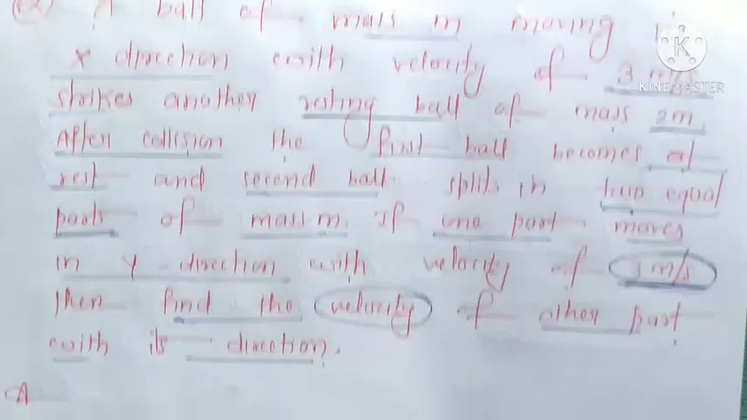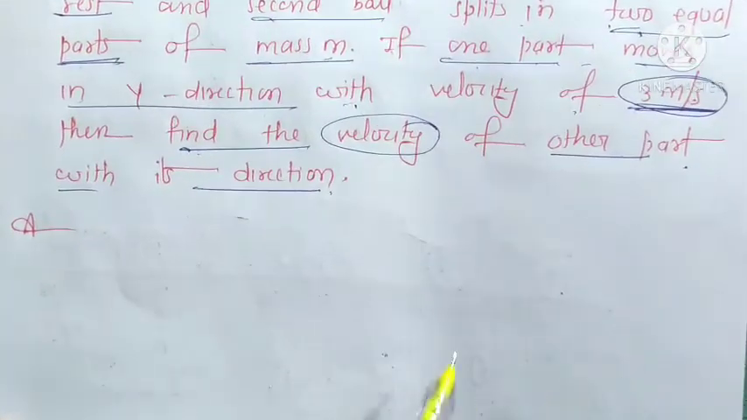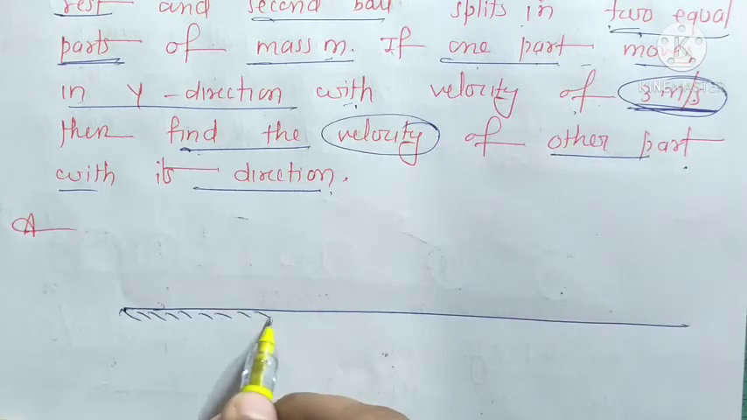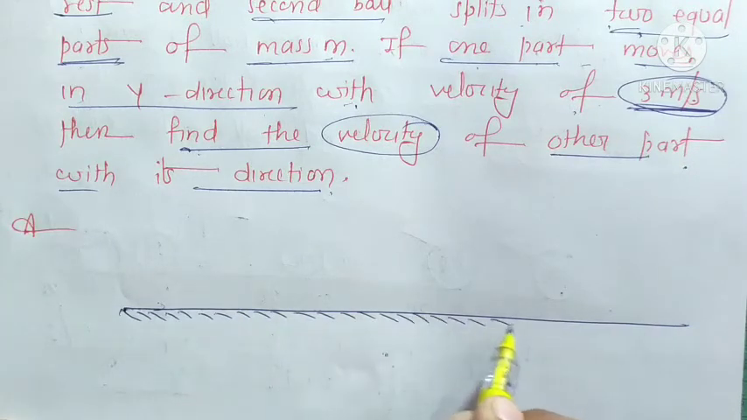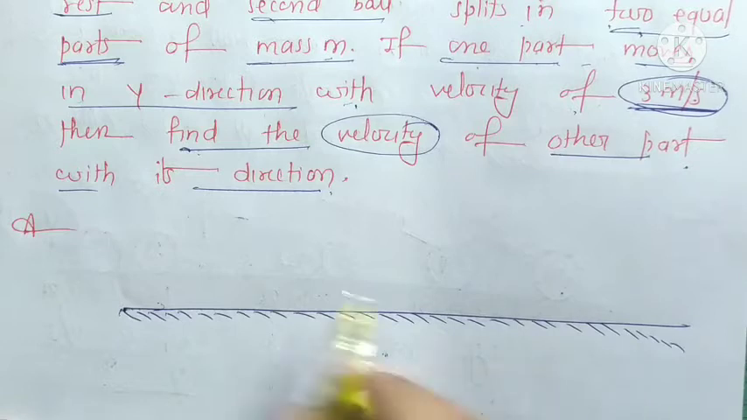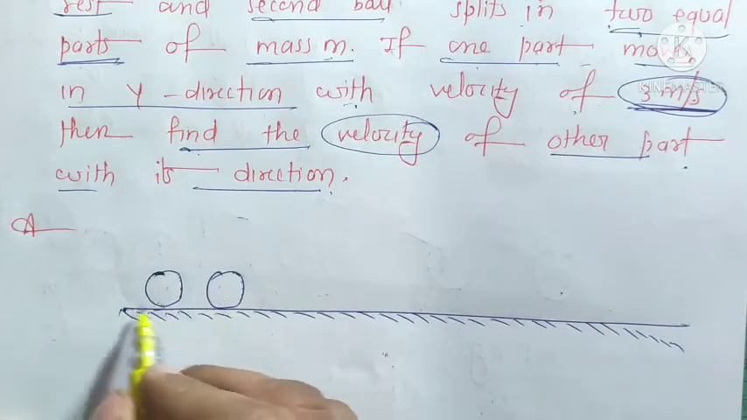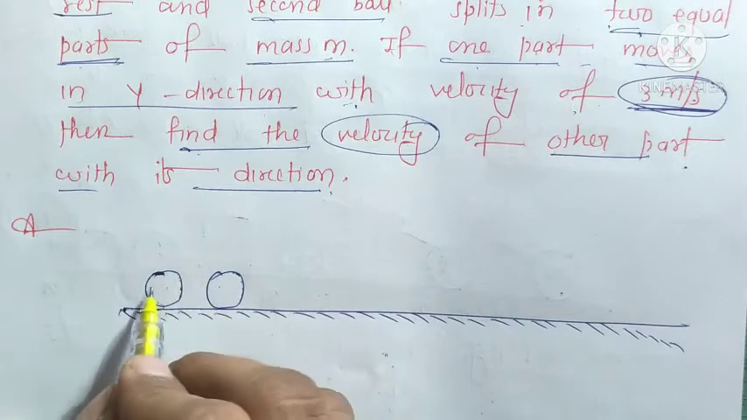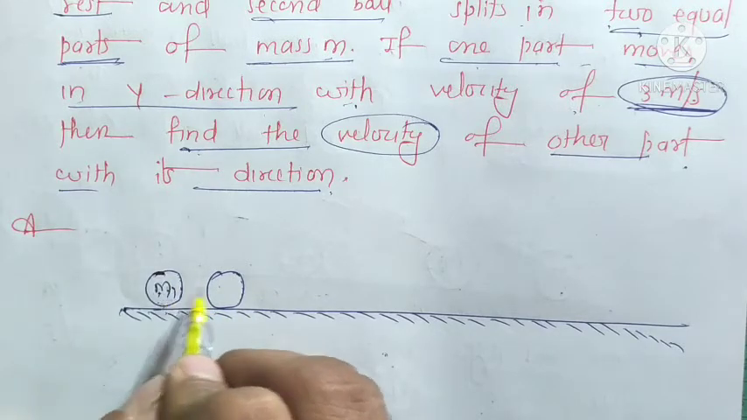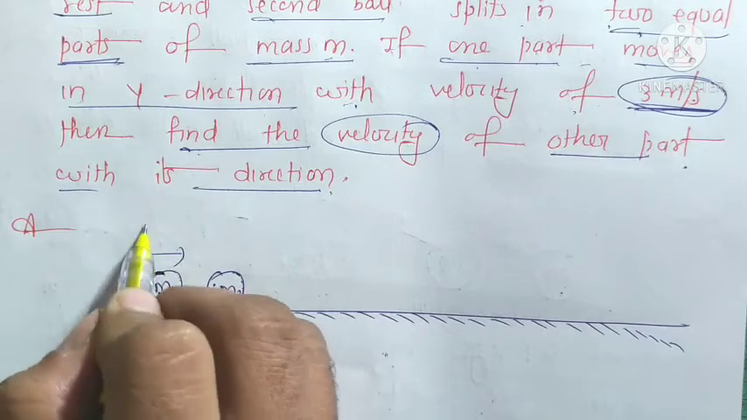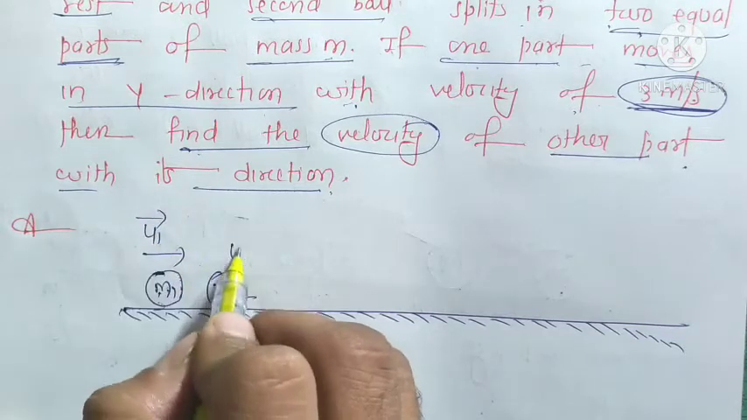So here we take any horizontal plane, and there are two balls. We take two balls on this horizontal surface, the first ball having mass m1 and the second ball having mass m2. The first ball moves with initial velocity u1 and the second ball is at rest.